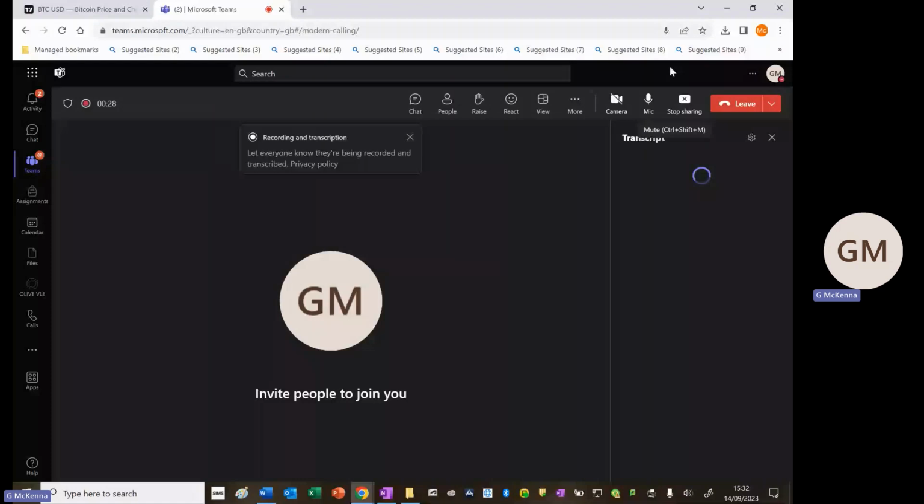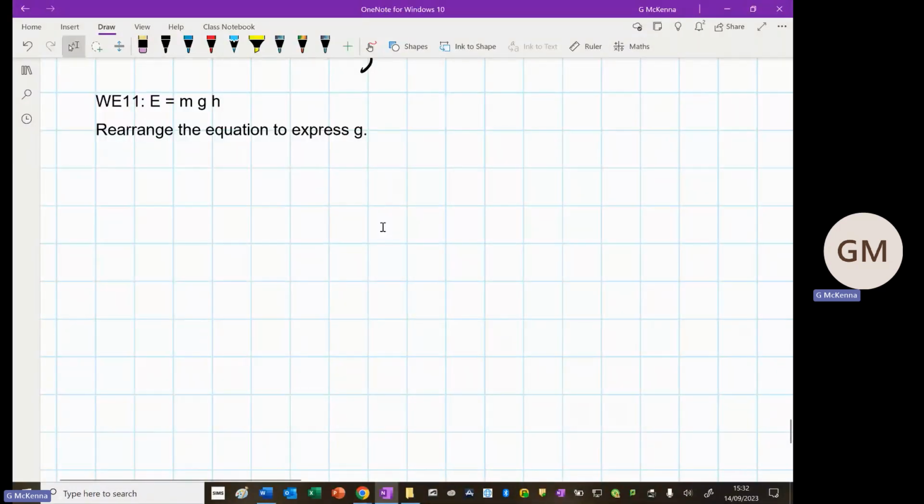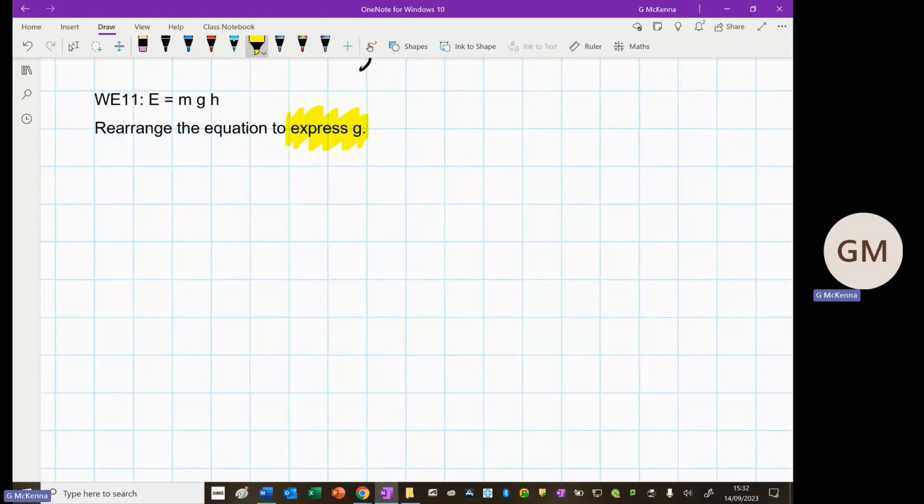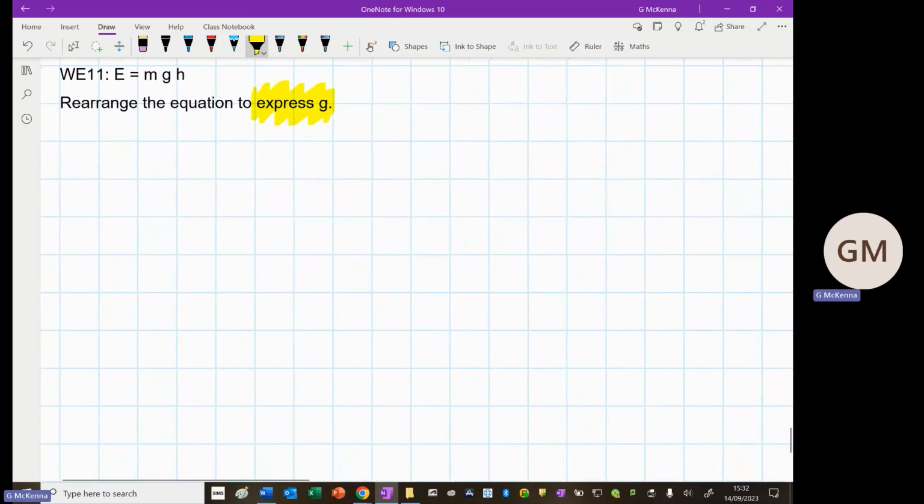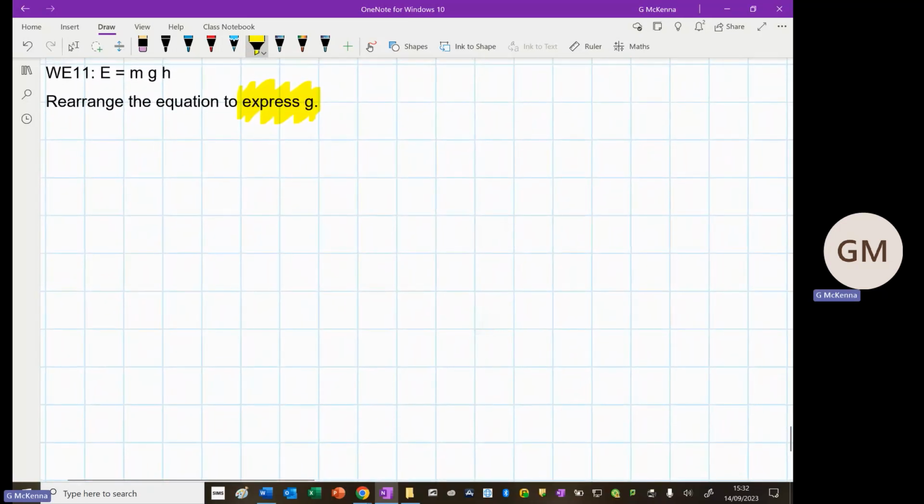Okay, and onto worked example 11. Look, it's the exact same equation as worked example 10. The only difference is now we're looking to express g. Maybe you're doing this calculation for an object that is not located on the Earth, and you're looking to work out the respective value of g on that planet. If you write the equation out fully, we end up with E is equal to m times g times h.